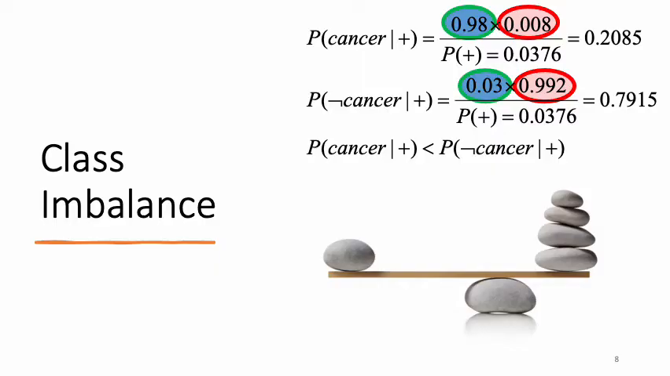This situation is called class imbalance. Especially when one class has significantly more examples, probability-based algorithms tend to give more weight to that class. This makes it difficult to accurately predict rare classes.